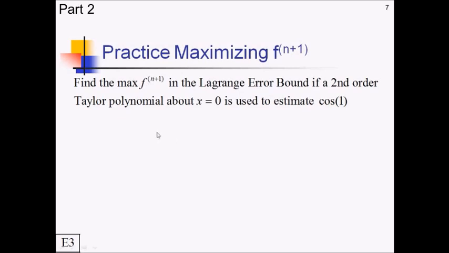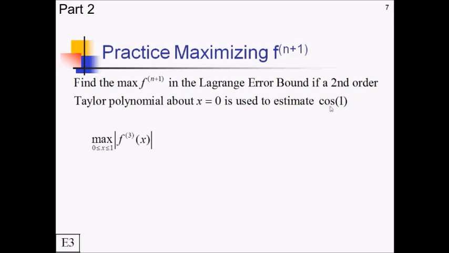All right, so first we need to figure out the interval that we're maximizing across. Since we're centered at 0 and plugging in 1, we want the max from 0 to 1. And then since it is a second-order polynomial, that means that we need the third derivative that we're trying to maximize, f triple prime, I guess you could write that as. And now that means that we're going to need 3 derivatives algebraically to figure out what we're dealing with.